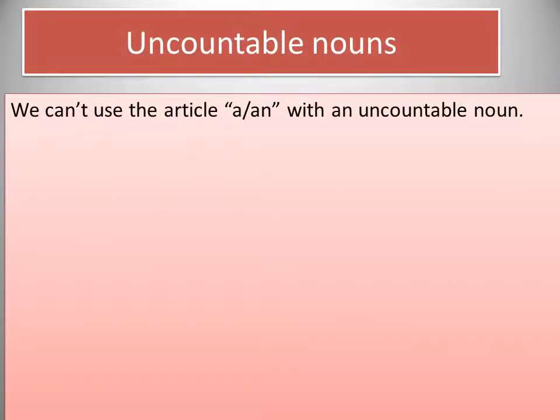With uncountable nouns, we cannot use the article a or an. For example, we cannot say a water. It's wrong to say a water. But we can say a bottle of water. Okay?